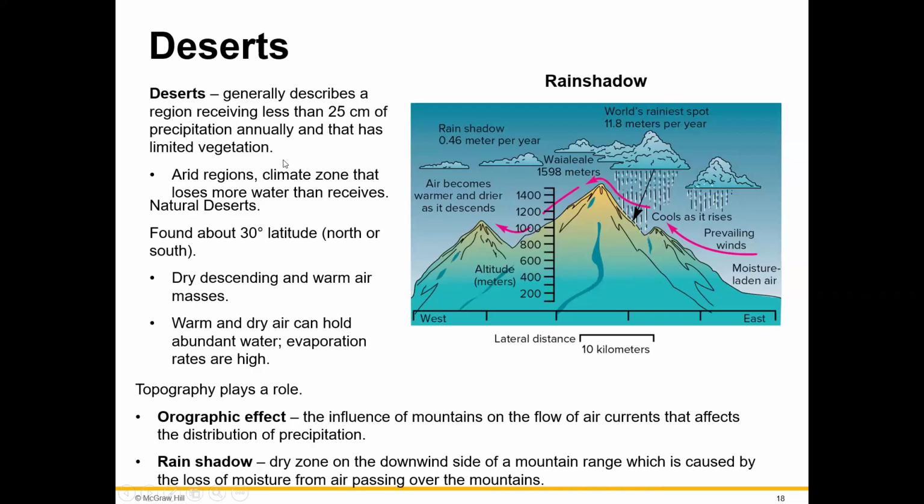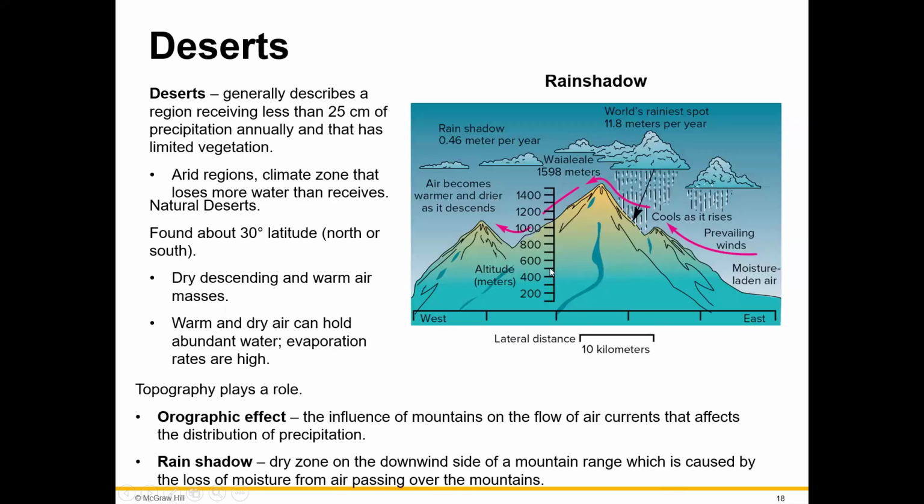Okay, then desert. Technically a desert receives less than 25 centimeters of precipitation a year, and it has very limited vegetation. Arid regions are kind of in between deserts and normal, I guess. By definition, it loses more water than it receives per year. Natural deserts are found at that 30-degree latitude mark where that Hadley cell is coming down, also at the poles. That's because of the dry, descending, warm air masses.